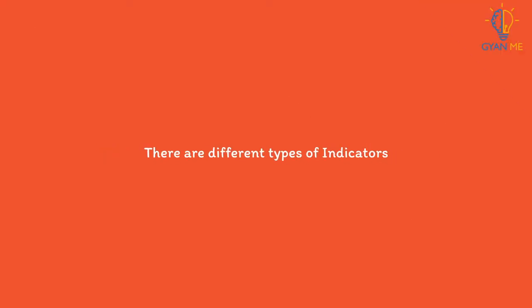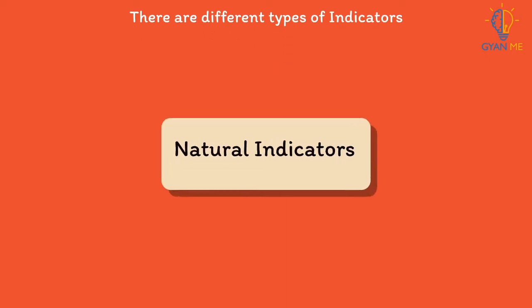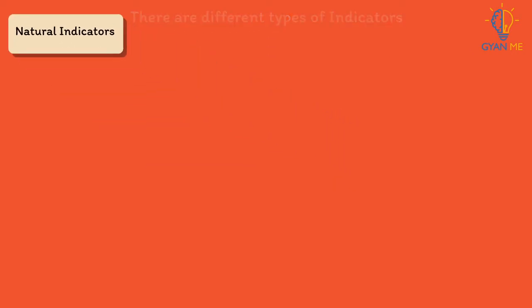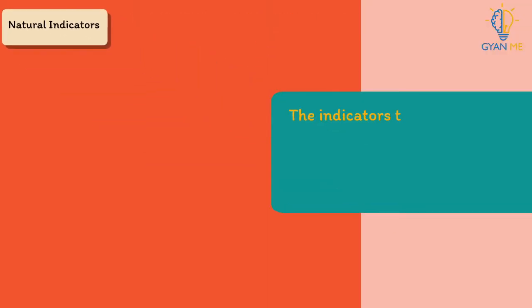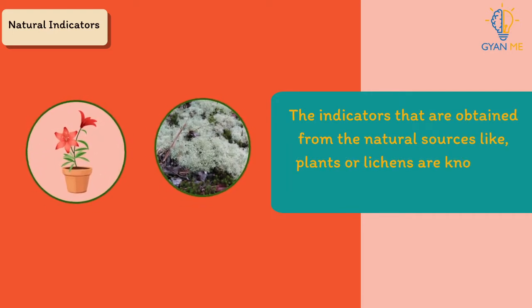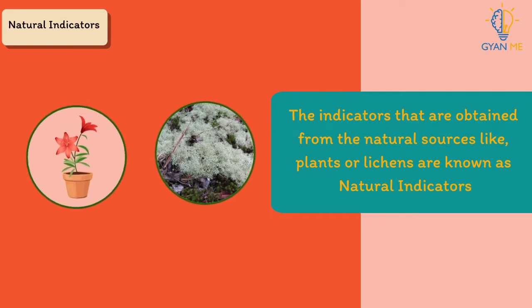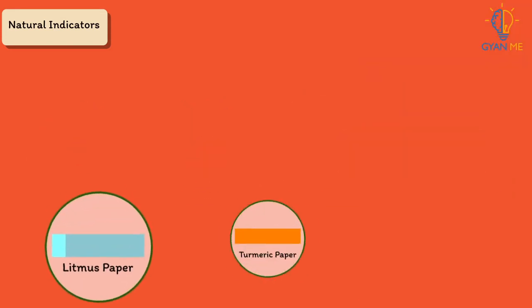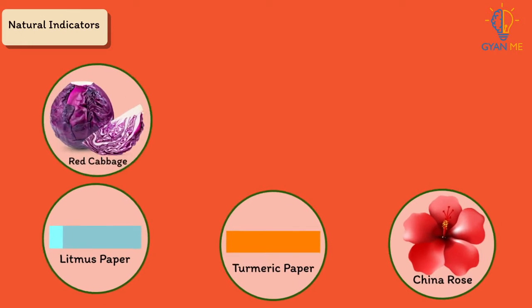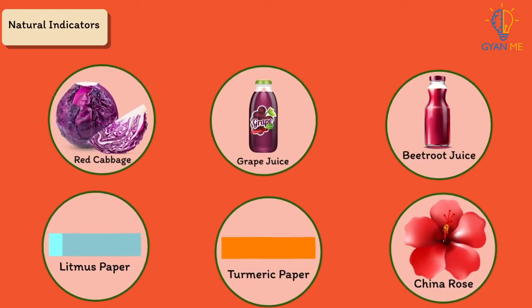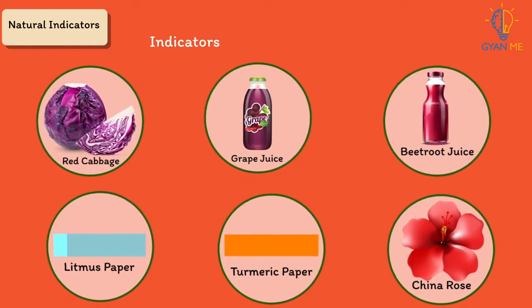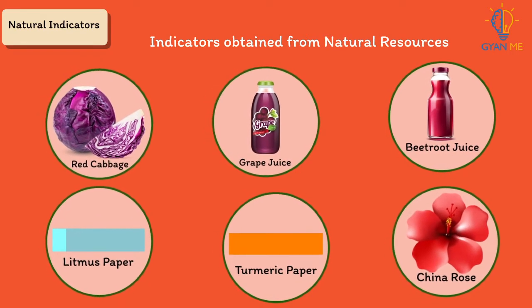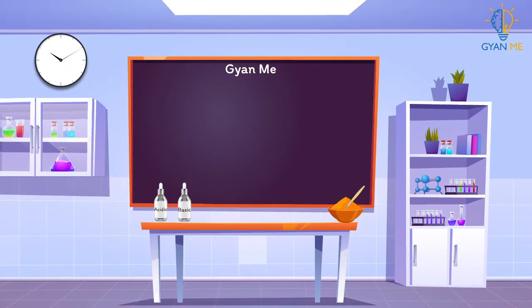There are different types of indicators. Let's first talk about natural indicators. As the name itself says, the indicators that are obtained from natural sources like plants or lichens are known as natural indicators. For example, litmus, turmeric, China rose petals, red cabbage, grape juice, and beetroot juice are the indicators obtained from natural resources. Let's do some activities to understand how natural indicators work.